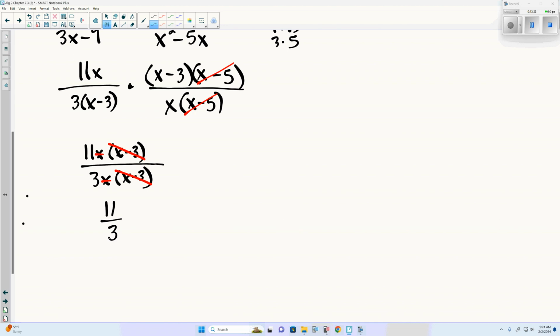So, yes. So 11x over 3x, yes? What we're saying, guys, let's focus up here. In the numerator is that I have 11 times x. And in the denominator, I have 3 times x.